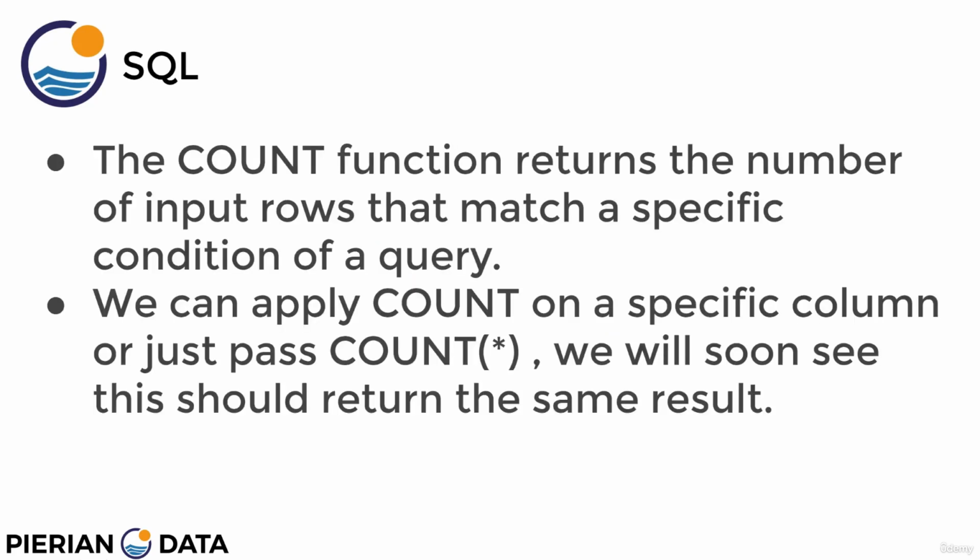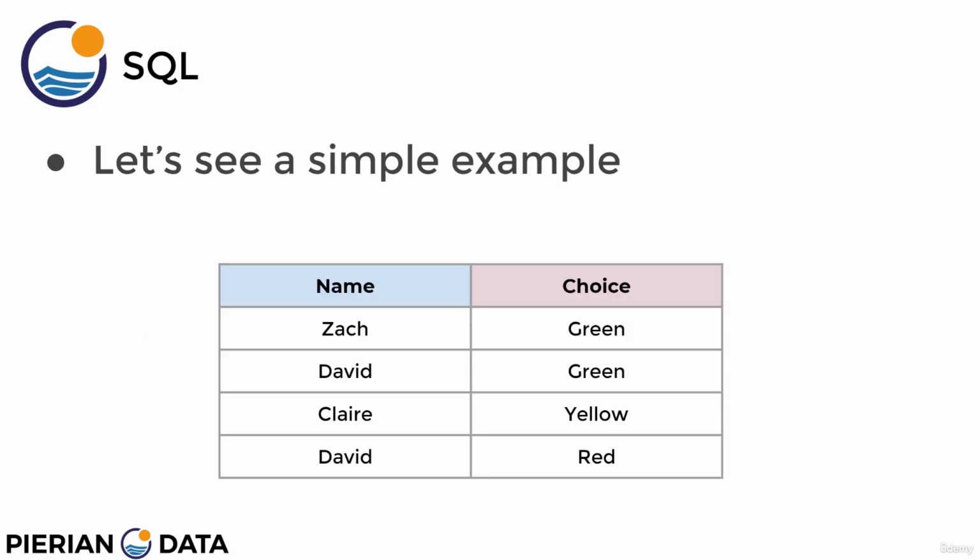The count function returns the number of input rows that match a specific condition of a query. We can apply count on a specific column or just pass count and then an asterisk. We will soon see this should return the same result because count is merely reporting back the number of rows returned, which is going to be the same regardless of what actual column you're looking at.